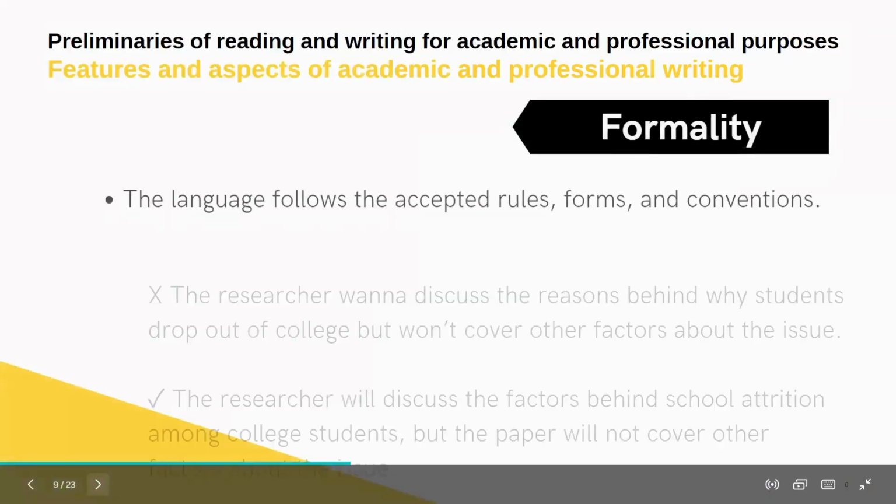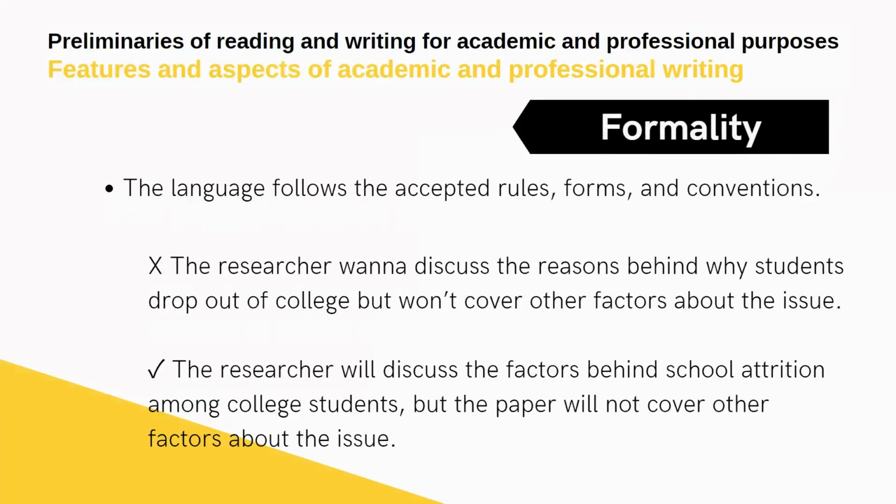The next topic would be about the features and aspects of academic and professional writing. They are formality, complexity, objectivity, impersonality, explicitness, hedging, and sentence structure.